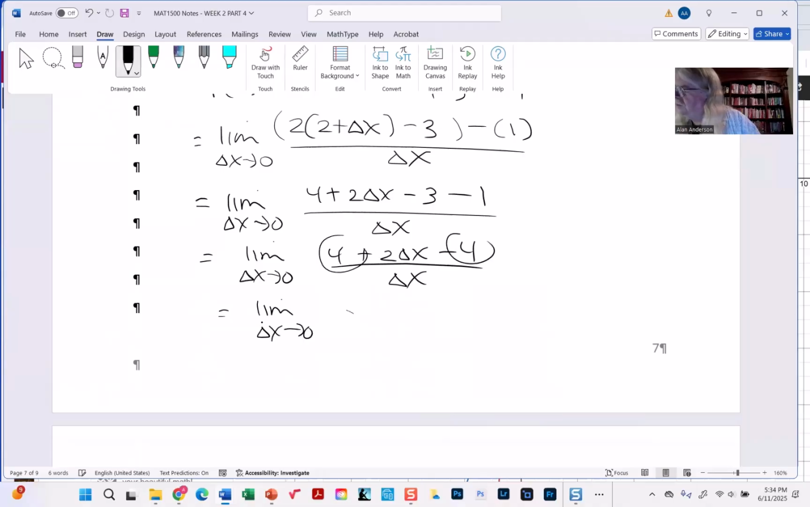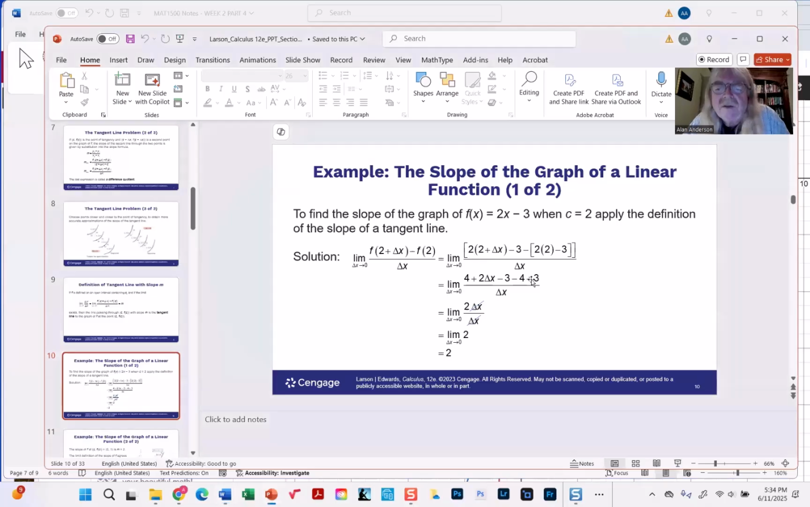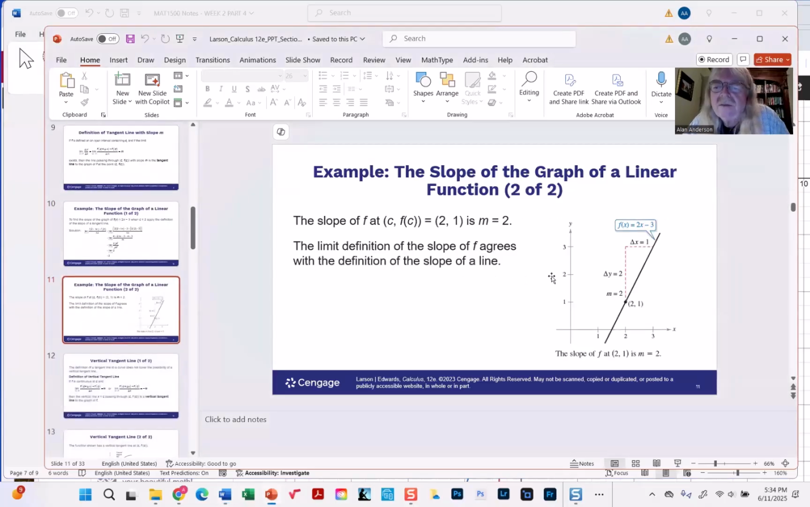Drop out, so we're left with 2 delta x over delta x. Oh, well, it's just 2. Okay. Now, I don't know if they have a graph for this or not. Oh, they do. All right.